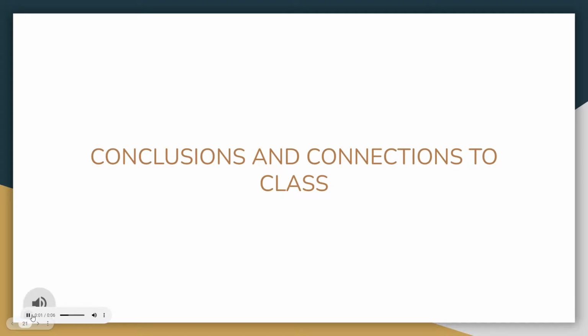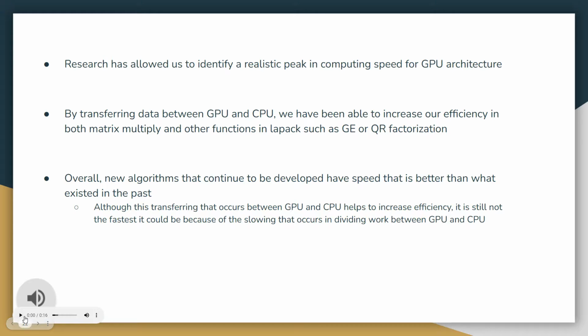Rachel will now talk about the conclusions of the presentation as well as the connections to our class. So in conclusion, research has allowed us to identify a realistic peak in computing speed for GPU architecture, and by transferring data between GPU and CPU, we have been able to increase efficiency in both matrix multiply and other functions in LAPACK, such as Gaussian elimination and QR factorization.